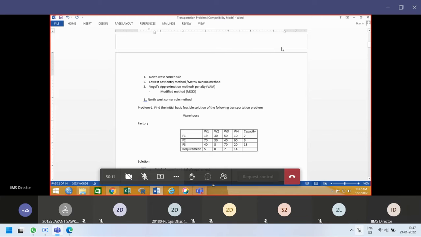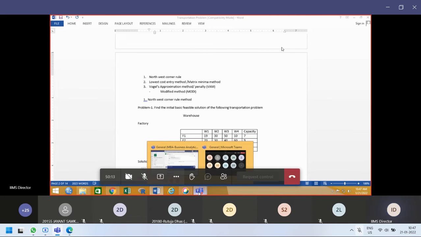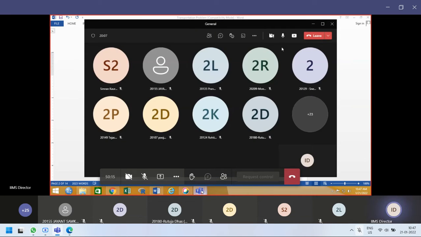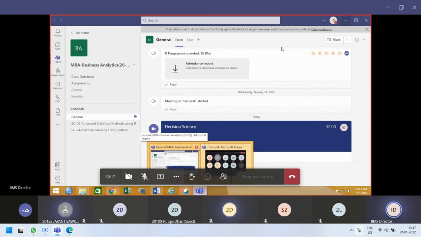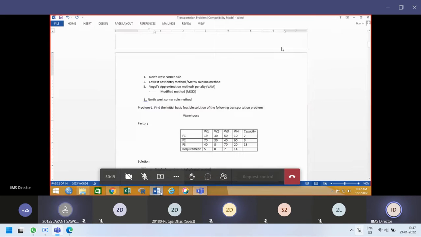Now keep in mind, are you with me? Yes, sir. Yes, sir. Okay. Now very important. Whatever I'm highlighting, is it visible to you? Yes, sir.